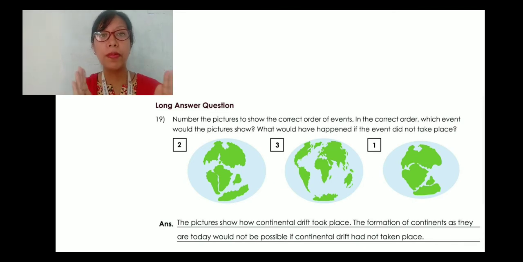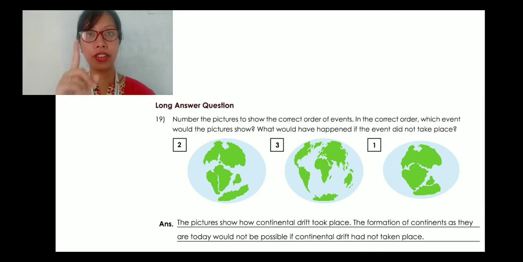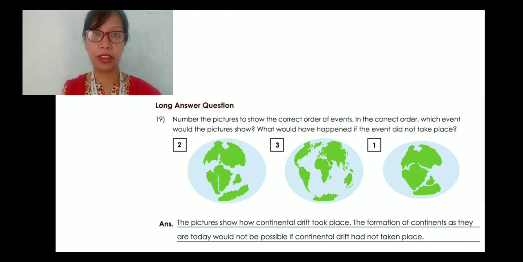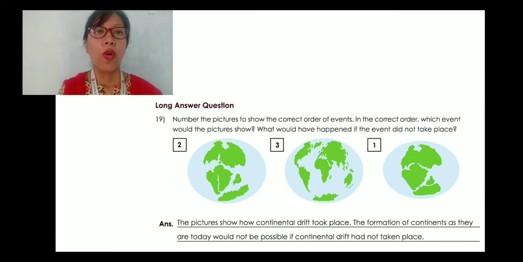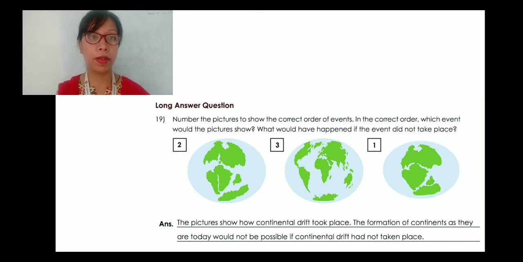Then it was separated a little bit, which will be the first picture, so second will be the first picture, and third will be the second picture. Clear? So you have to number it. Then, what would have happened if the event did not take place?